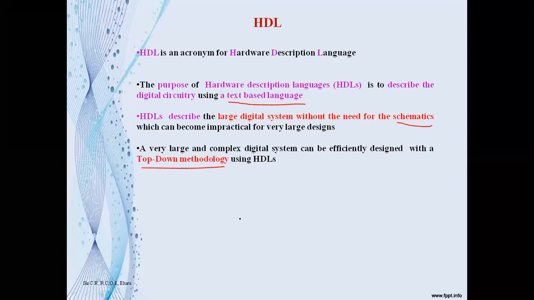So the large and complex systems can be effectively and easily described, or designed, using the top-down methodology in hardware description languages.